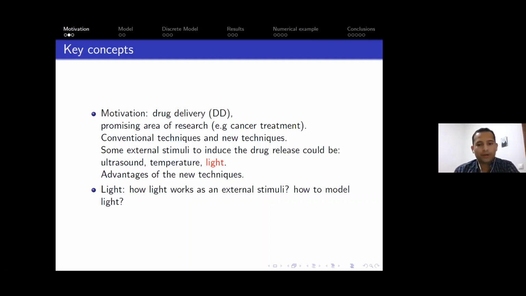Another thing that I need to say is how to model light. Because it is an electromagnetic wave, we know that we can model light with the very famous radiative transfer equation. However, this equation is not easy to solve numerically. So there are some alternatives to this equation that we can use. For the purpose of this talk, we are going to use the Beer-Lambert law, which is possible to use because of the properties of the medium we are considering here.